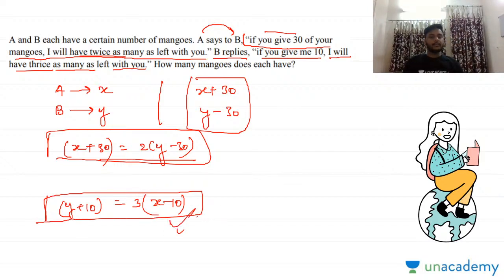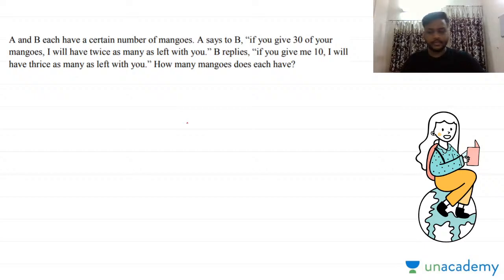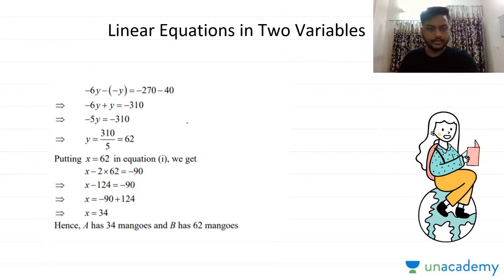Are we clear with this or not, guys? Come on, tell me. Everyone got it till here? Makes sense to you? Correct? So that is how we can talk about this particular story. Cool, got it? So I hope every one of you is clear with this, and please tell me guys if you got this or not, everyone out there. Okay, so here you can see this as well, that A is having 34 and B is having 62 mangoes.